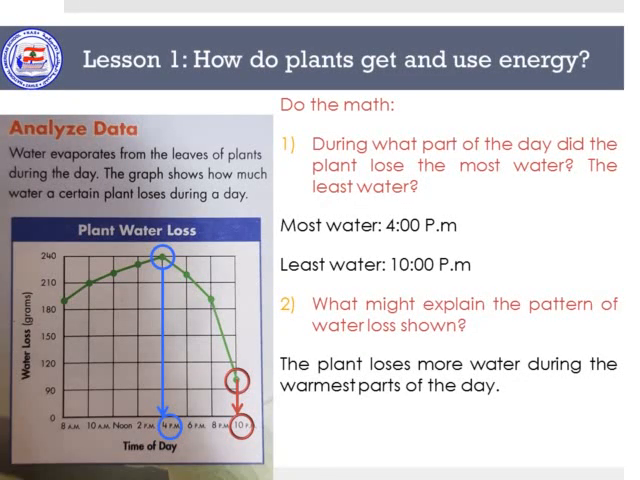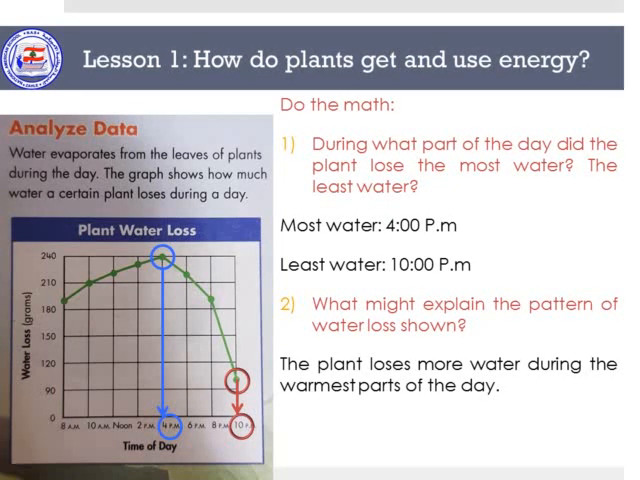Part 2. What might explain the pattern of water loss shown? The pattern means the shape of the green curve. It goes up and then down. What explains this shape? The plant loses more water during the warmest parts of the day. This is why the curve goes up and then down, because first the sun is coming up to reach its peak and it gives the most heat. Then the sun sets, so we have no more sun and the heat will go down, which means less water will evaporate.